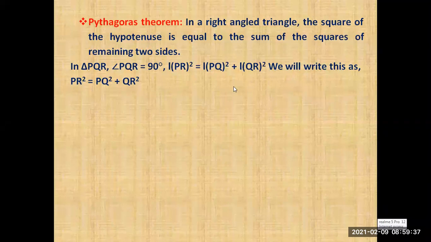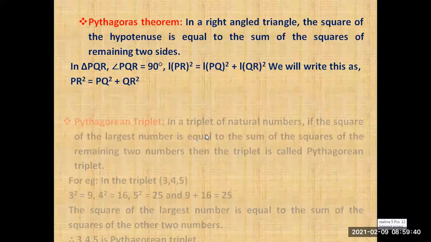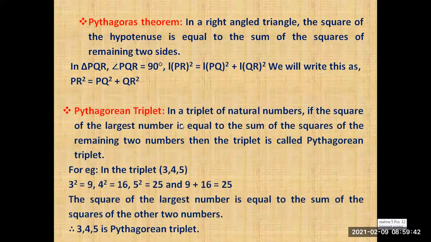Now next topic. Next we see Pythagoras triplet. Triplet means three numbers. In the question, three natural numbers are given. What we have to check is whether the square of the largest number is equal to the sum of the squares of the remaining two numbers. If this condition is satisfied, then we say that the given triplet is a Pythagorean triplet. Let's see one example.